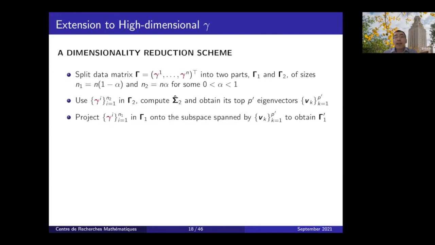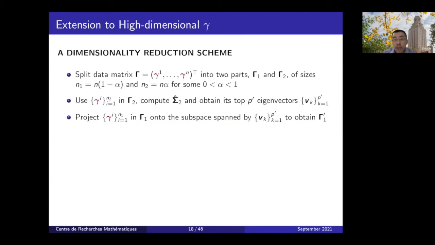So taking this fact into account, to obtain tighter error bounds, we propose a dimensionality reduction procedure. Here we don't want to use the PCA on the entire data set because the resulting sample points will no longer be independent. That will prevent the use of moderate deviations theory. And here we develop a sample splitting scheme.